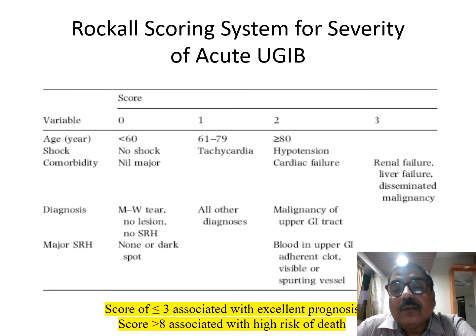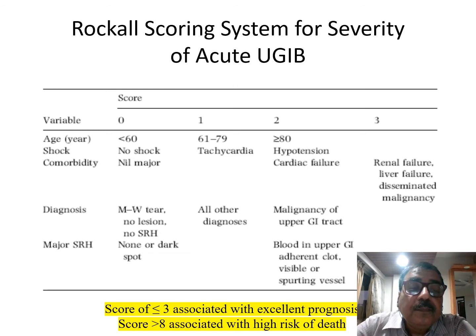This question is always asked, that is why I have brought it. Rockall scoring is a scoring system for severity of acute upper GI bleed. What is important? If there is a score of less than 3, there is excellent prognosis, meaning only therapy, local or systemic, can cure it. And if it is more than 8, the risk of death is very high, more than 50%.